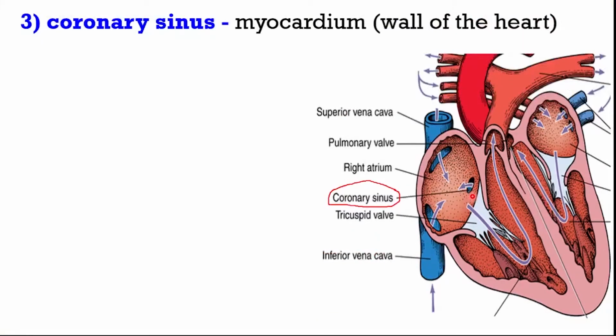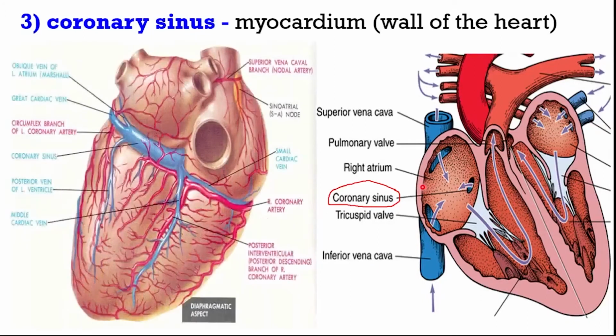That means the right atrium also receives blood from the myocardium, the wall of the heart. Myocardium is the middle layer present in the wall of the heart, which is made up of cardiac muscles. The right atrium receives blood from the myocardium through the coronary sinus.